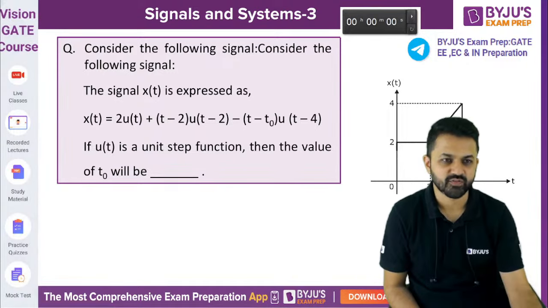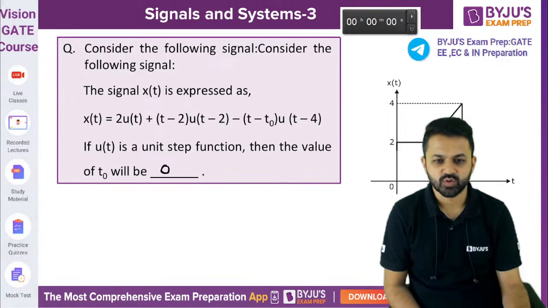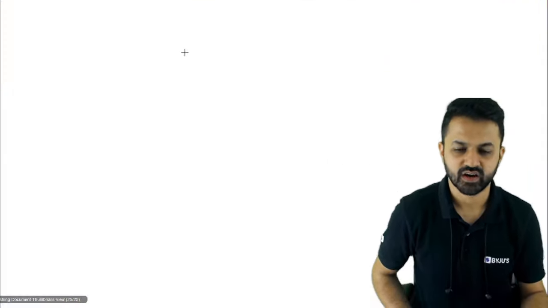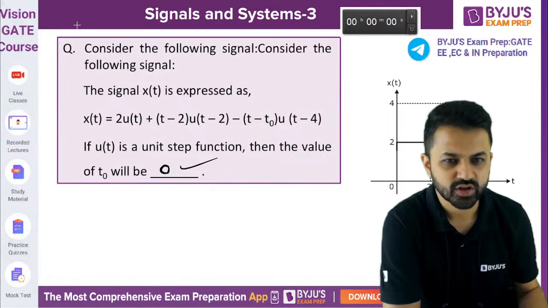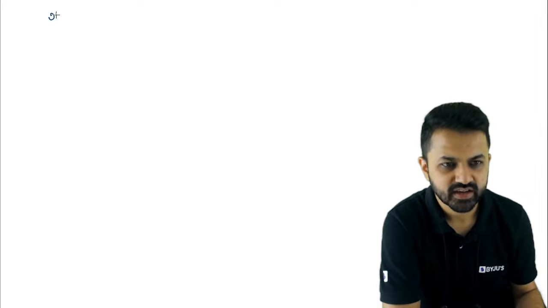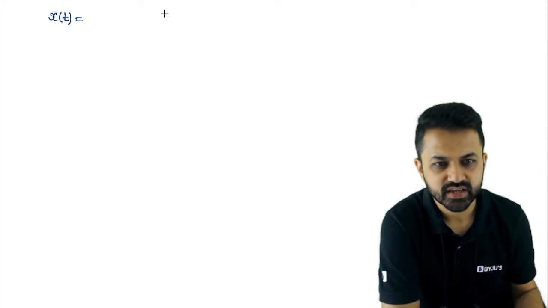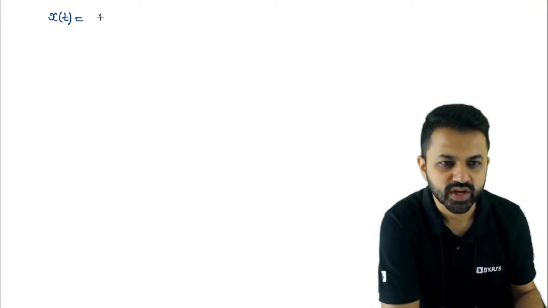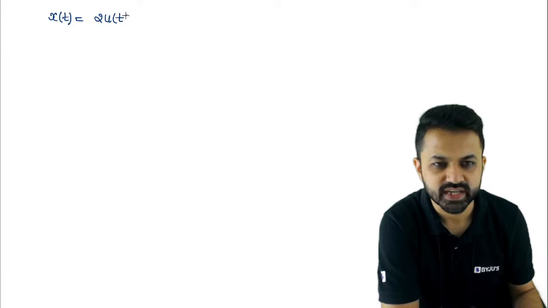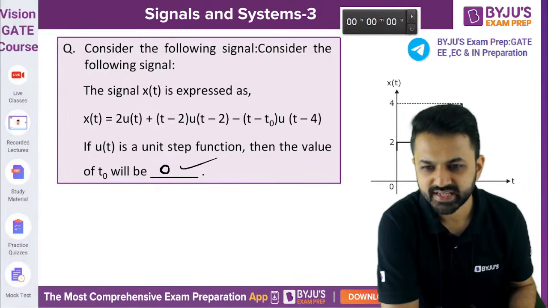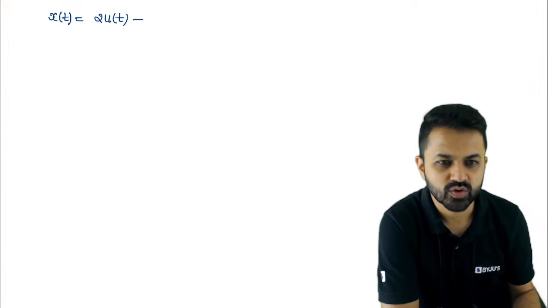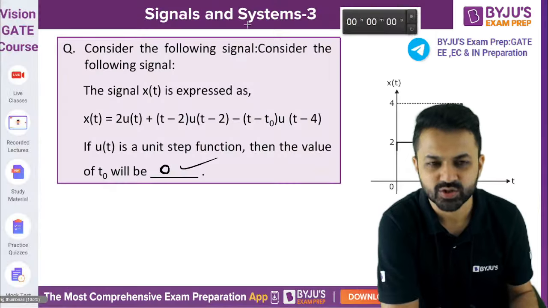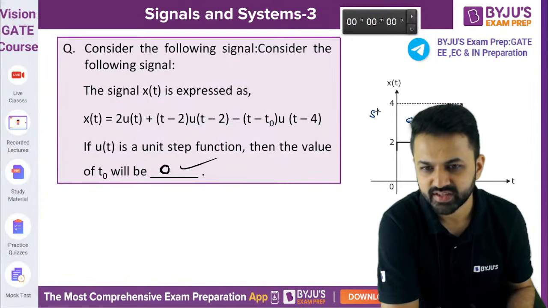Okay, so the right answer for this question is 0. Let's see how. First of all, you will write the signal x of t. This x of t is a unit step signal having the amplitude 2, so it is 2u(t). Then there is a ramp at 2, so plus r(t minus 2), because this line is having the slope 1.